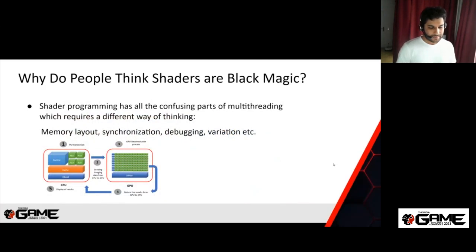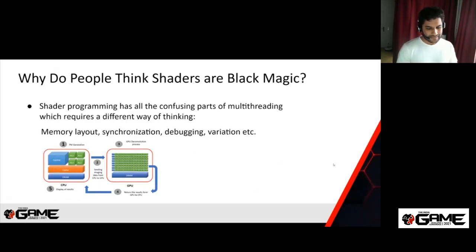The last point is, in my opinion, the main reason, the biggest blocker for people to get into shader development. Writing shaders is a very specific type of multithreading. Again, a type where you take the same instruction set and you apply it to a lot of data. Most people who are working in Unity or Unreal are very used to object-oriented, single-threaded programming.